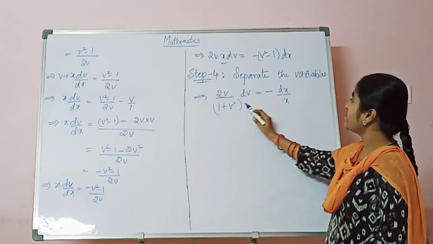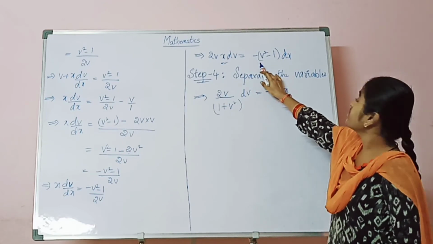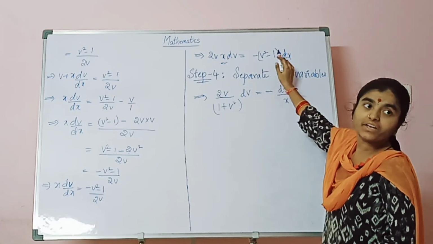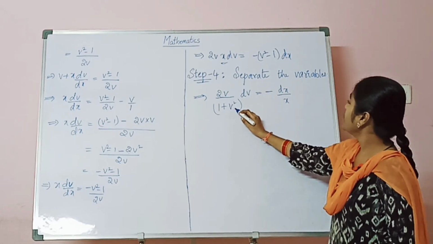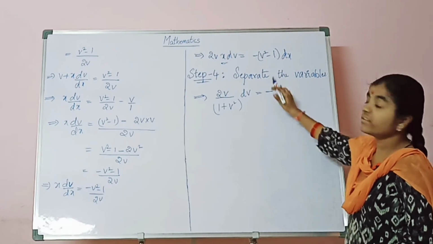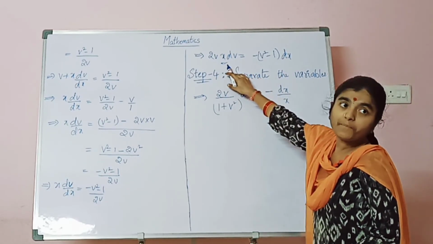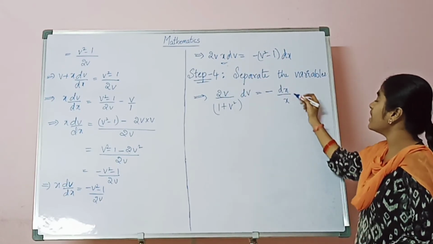Now we are separating the variables 2v by 1 plus v square. This we are taking this side. So minus we are taking common here. Minus into 2v by 1 plus v square into dv as it is. Now minus same as it is. We are taking this x this side. So the multiplication term comes here and becomes division, dx by x.